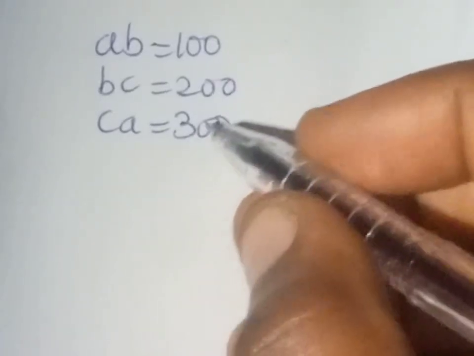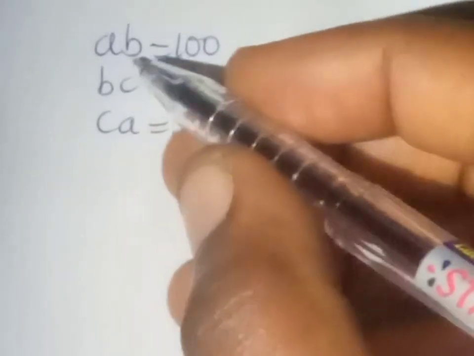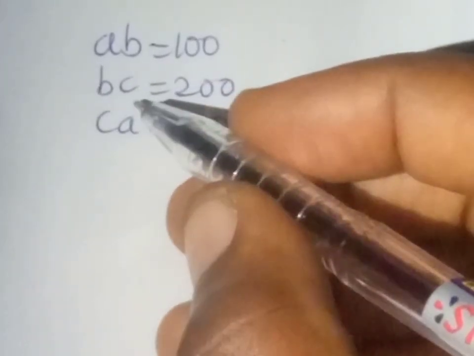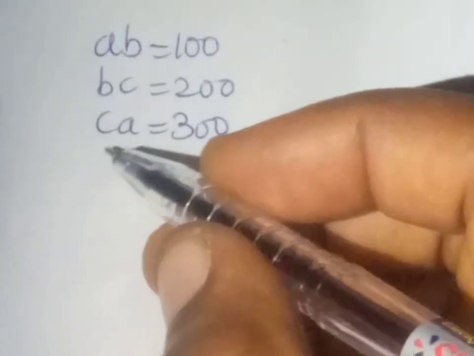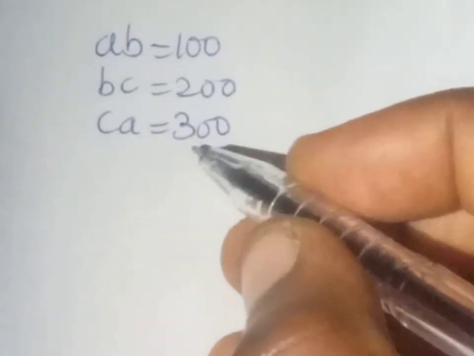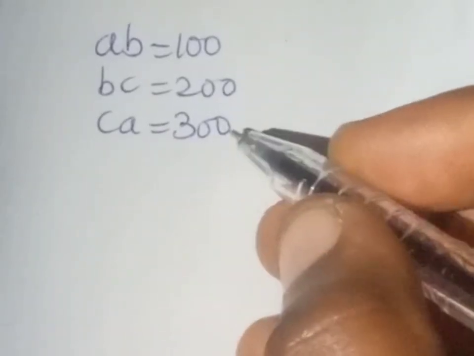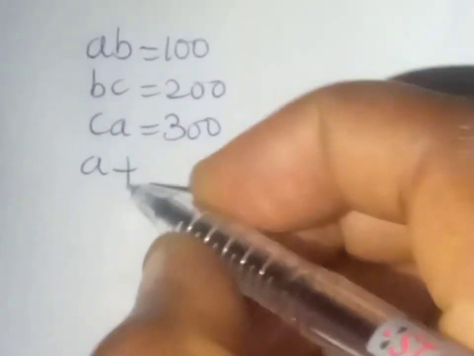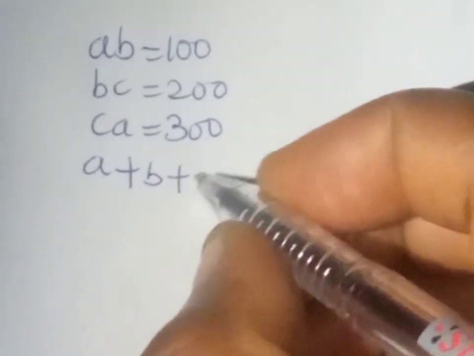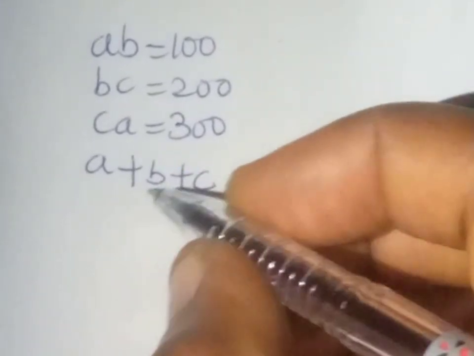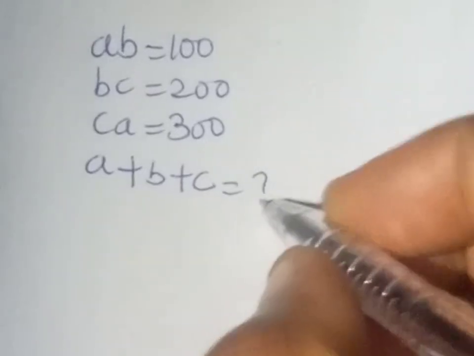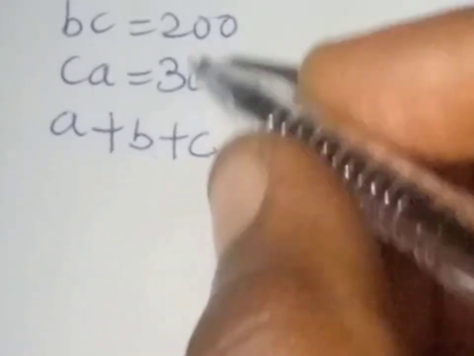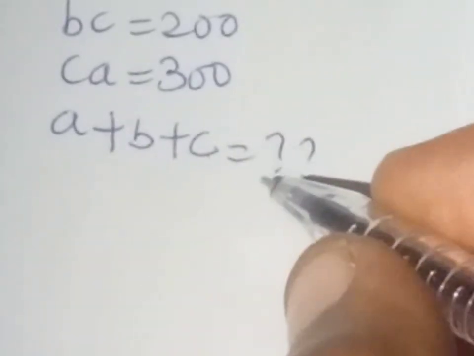Now let's look at the challenge before us, which says a multiplied by b equals 100, b multiplied by c will give us 200, and c multiplied by a will give us 300. The question says find a plus b plus c. That is, a plus b plus c will give us what? Let's learn the smart method of solving this type of question.